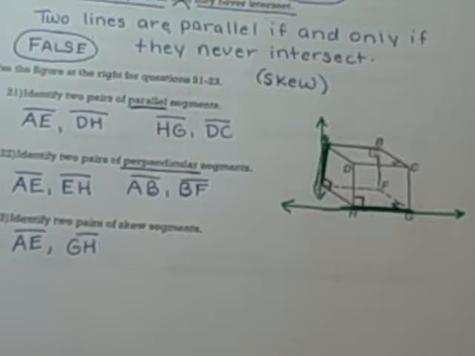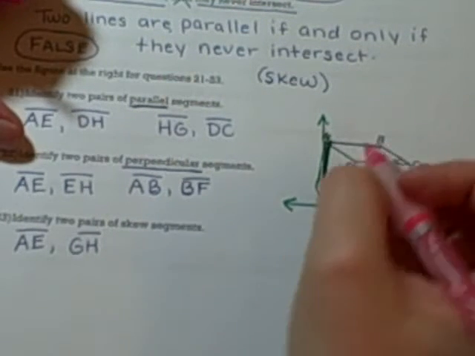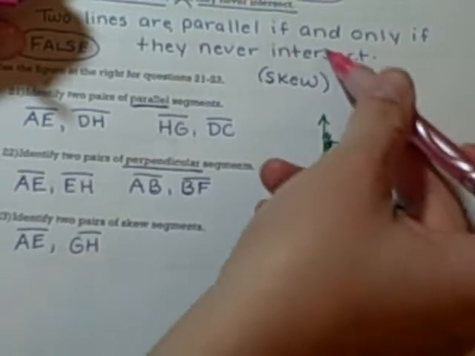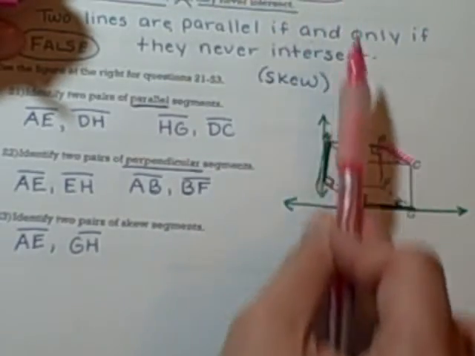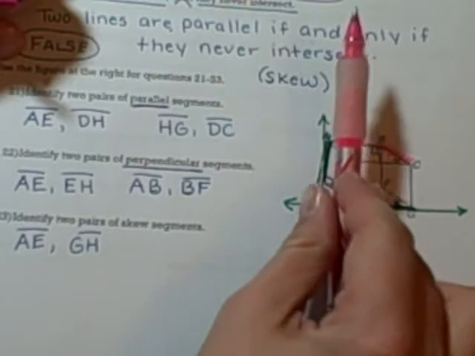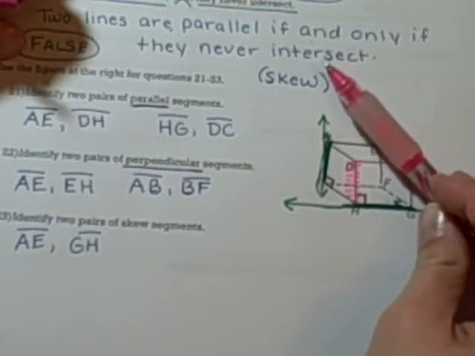Okay, let's look at a different pair. So for example, I could look at this segment BC here, and then I could look at this segment DH. Do you see that this one and this one are never going to intersect because this segment is actually in front of this segment? So that would work too.